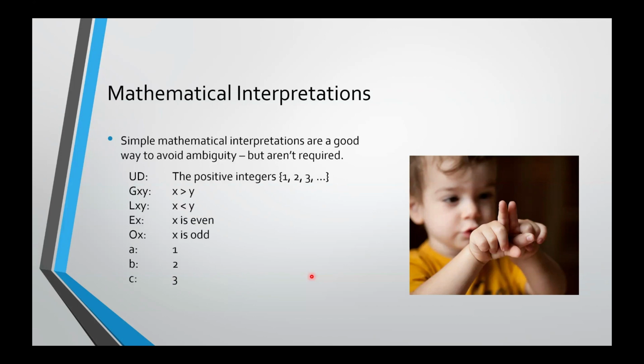Okay, so here's an example interpretation. Universe of discourse is the positive integers. These are the counting numbers that start with 1 and then go up. G is strictly greater than, L is strictly less than, EX means X is even, OX means X is odd, and then we've got constants A, B, C referring to the first 3 numbers. I'm not worrying about anything bigger than that. Now we're going to use this interpretation to illustrate the truth conditions of various sentences in PL.